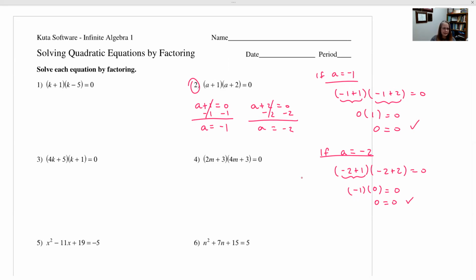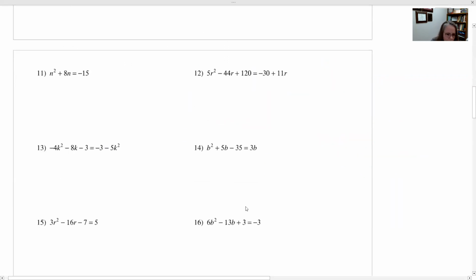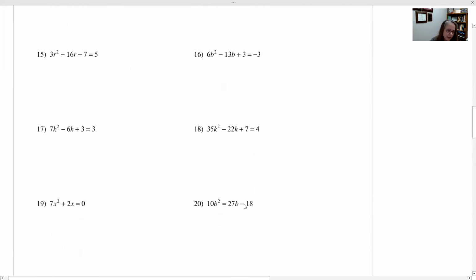Now I do want to say that on 1 through 4, I can go straight to setting each one of those factors equal to 0, because I already have a 0 on the right side of my equation. I have a 0 all by itself over there. If I had had a 2 right here, then that would have required some other work. And I don't have one like that.